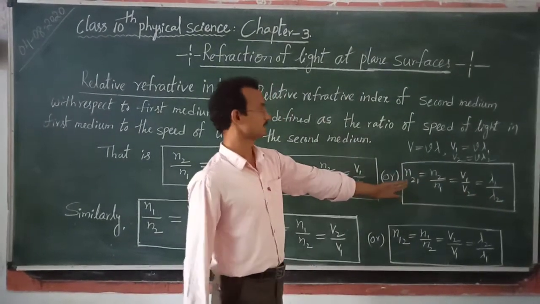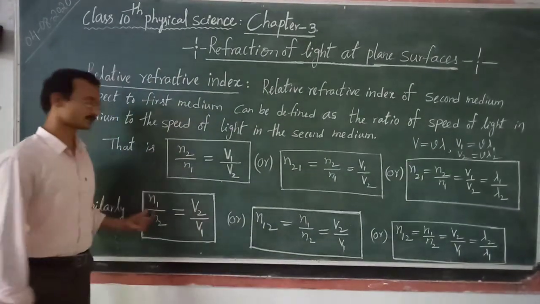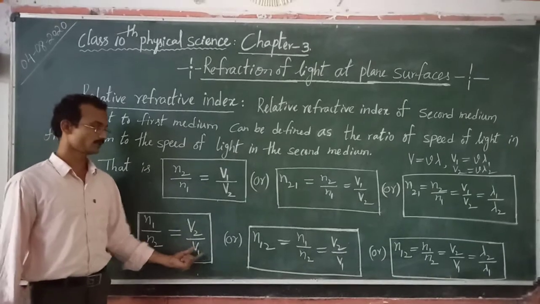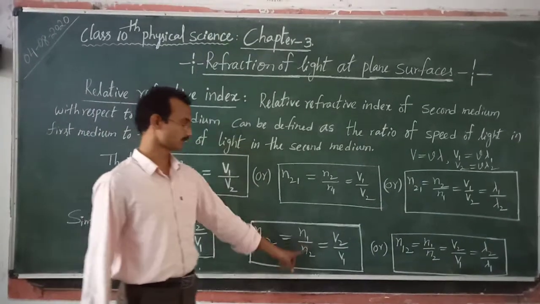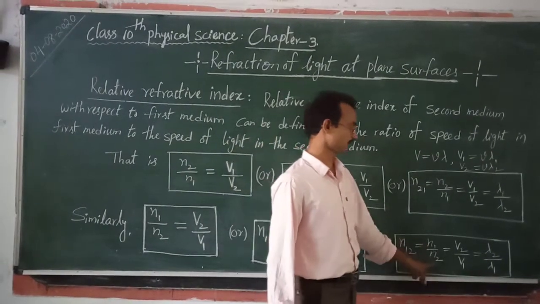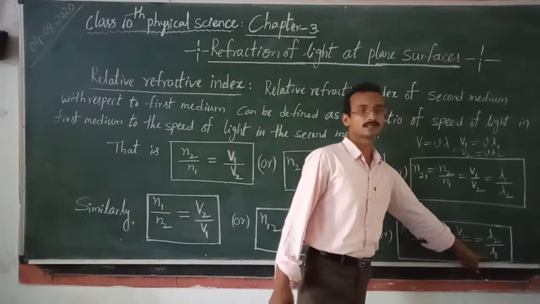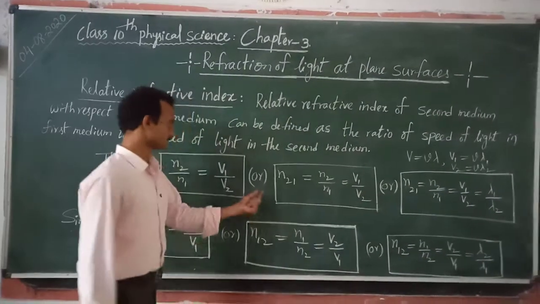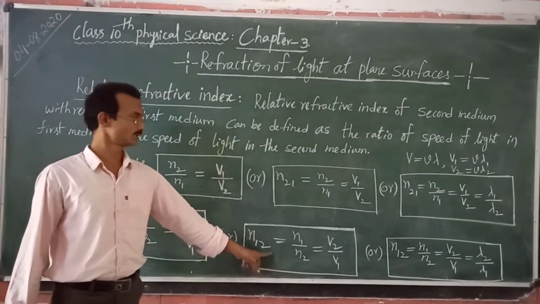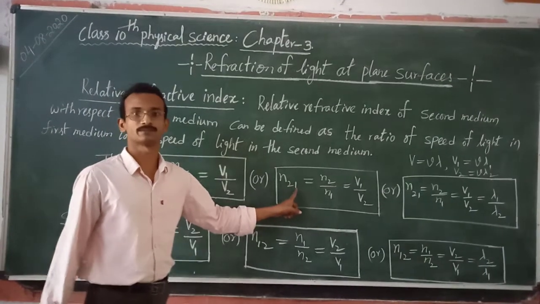You can also write this equation. Similarly, you can write the relative refractive index of the first medium with respect to the second medium as n12 equals n1 by n2, equals v2 by v1, equals lambda 2 by lambda 1. n12 is nothing but the relative refractive index of the first medium with respect to the second medium. n21 is nothing but the relative refractive index of the second medium with respect to the first medium.